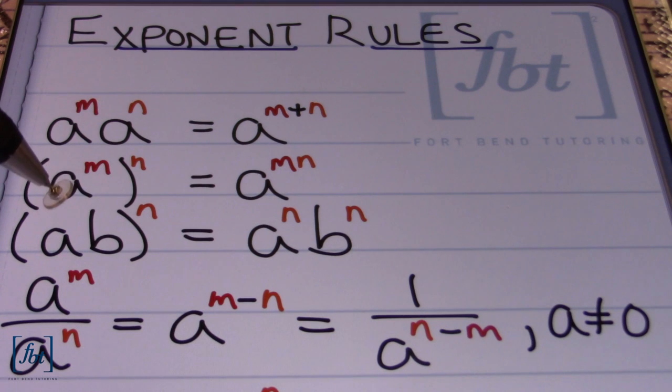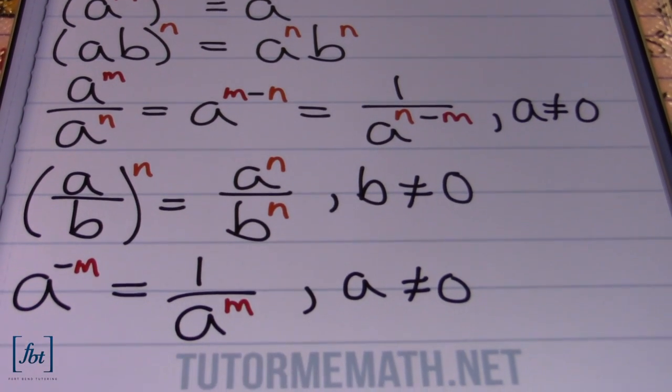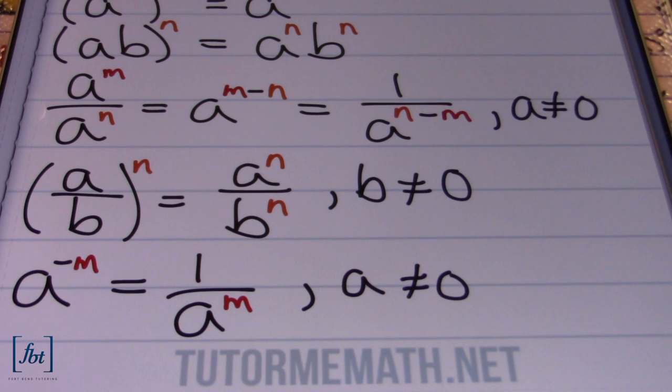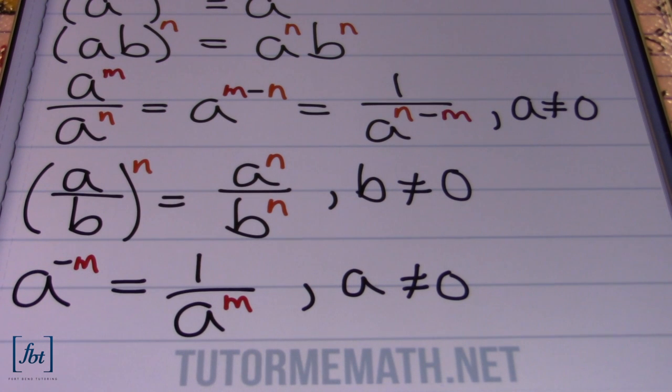All right. So this rule would not apply, for instance, if that was a plus b or a minus b. It had to be one term within the parentheses here. And it is. Continuing on, when you're dividing like bases, like the variable a right here, you subtract the exponents. You got to subtract the exponents. And you can write it as 1 over a to the n minus m, because it's equivalent.